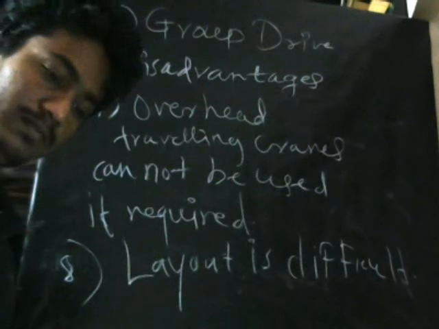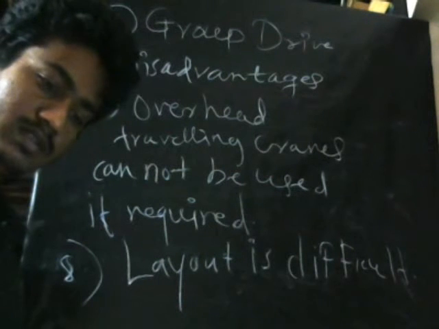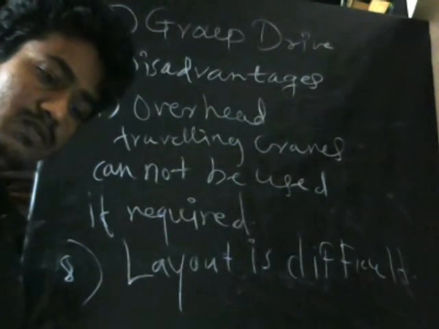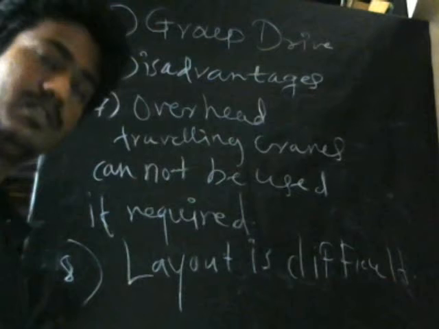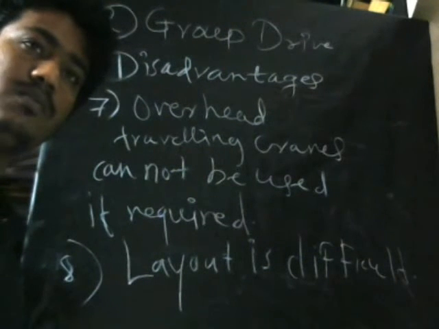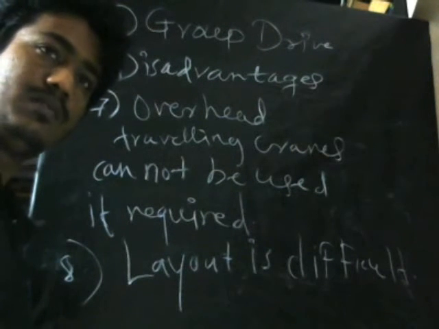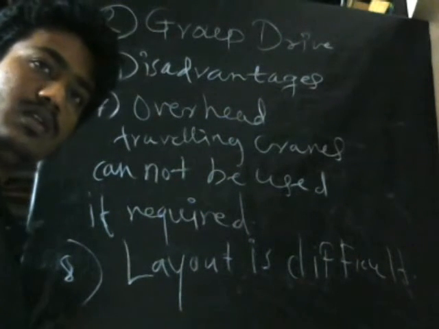What is group drive and what are the disadvantages? I will explain shortly. We have a powerful motor which drives the main shaft. After the main shaft, it drives the counter shaft. After the counter shaft, it drives the machine shaft, from which we obtain the power.